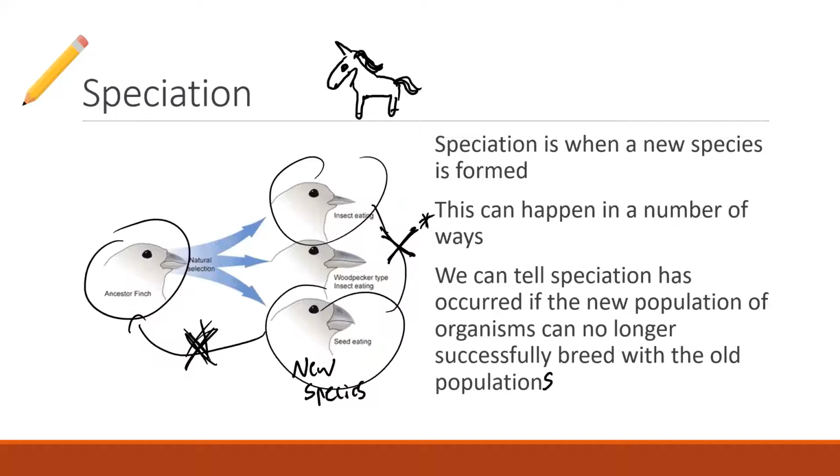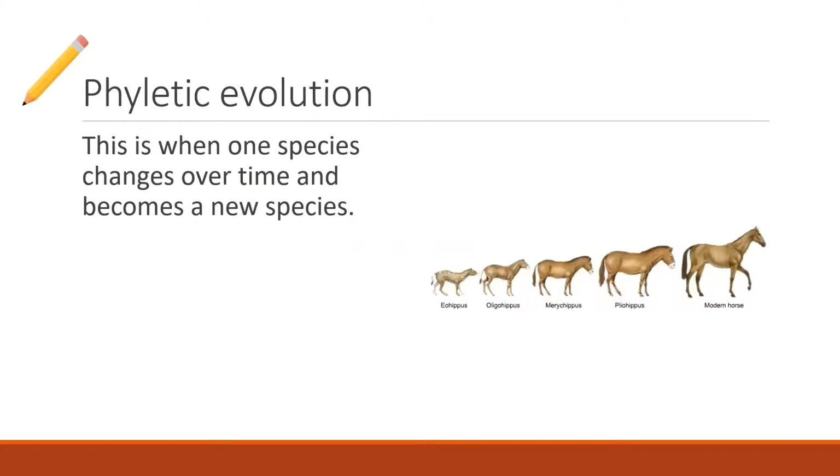Now, what we're going to do for the rest of this lesson is talk a little bit about the ways that we can actually cause a new species to show up. The first one is called phyletic evolution. Now, phyletic evolution, we're only going to touch on this briefly. That's why there's only one quick little word here. Phyletic evolution is when one species changes over time and becomes a new species.